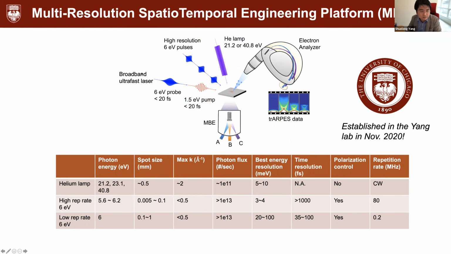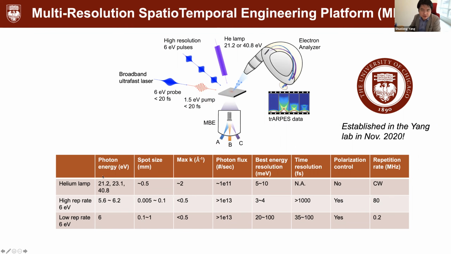We also have a broadband ultrafast laser system, which gives us orders of magnitude more pulse energy, but it's working at a much lower repetition rate, about 200 kilohertz. From this laser, we can push the material into the non-equilibrium and perform time resolved ARPES experiments. So they really have different capabilities. The table over here has a comprehensive comparison of these different capabilities. I'm not going to go through all the parameters, but let me emphasize a few interesting highlights.